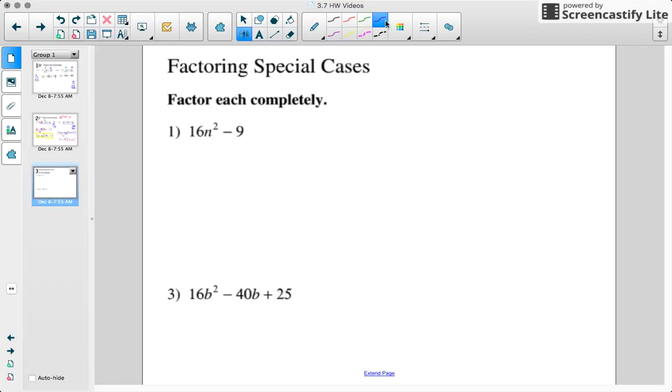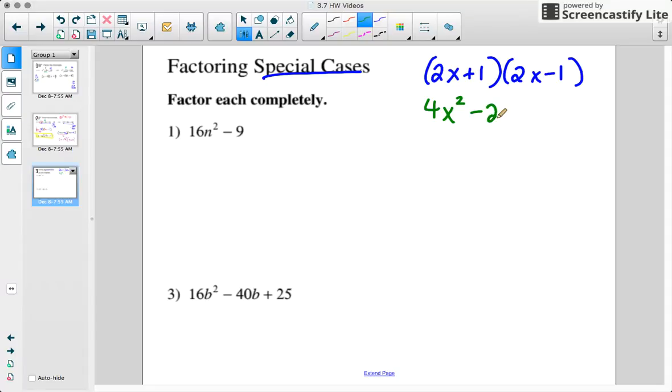So in 3.6, we worked on some special cases, and now we're going to actually go backwards. If you remember those special cases, some of them looked maybe like this: 2x plus 1 and 2x minus 1. And what we found out when we FOILed it is we would get 4x squared minus 2x plus 2x minus 1. And then what was happening is that these would cancel out, and we would be left with a binomial as our result instead of a trinomial.